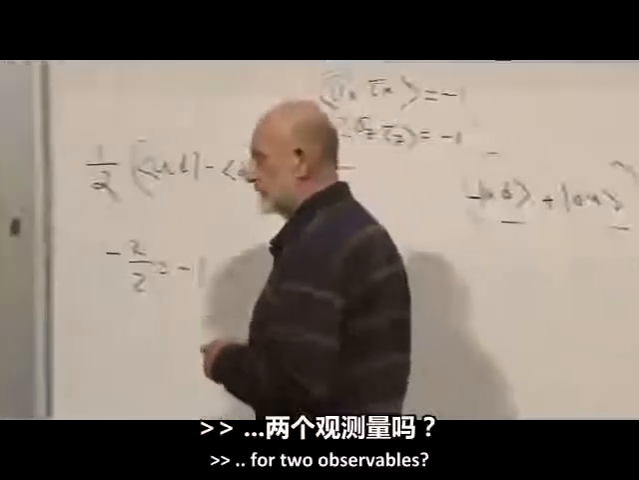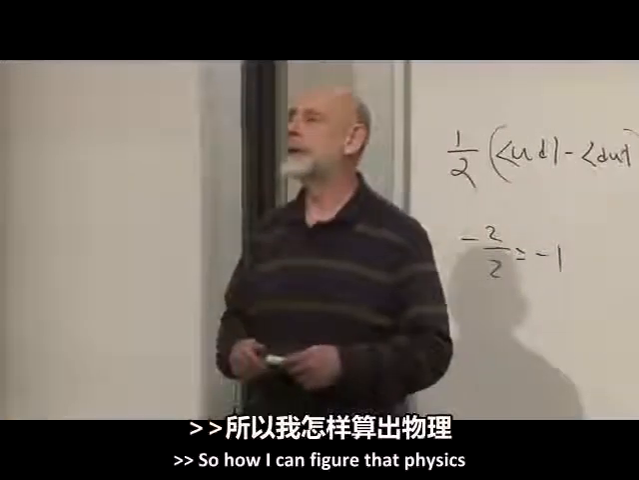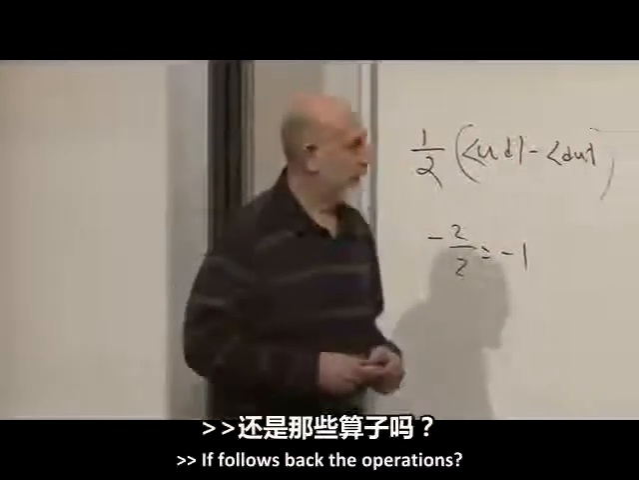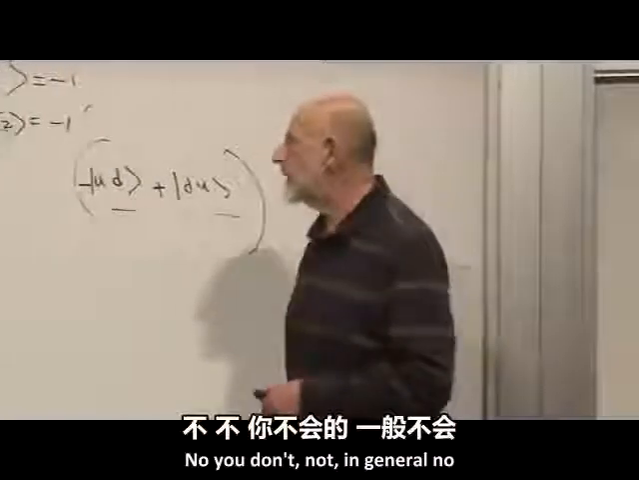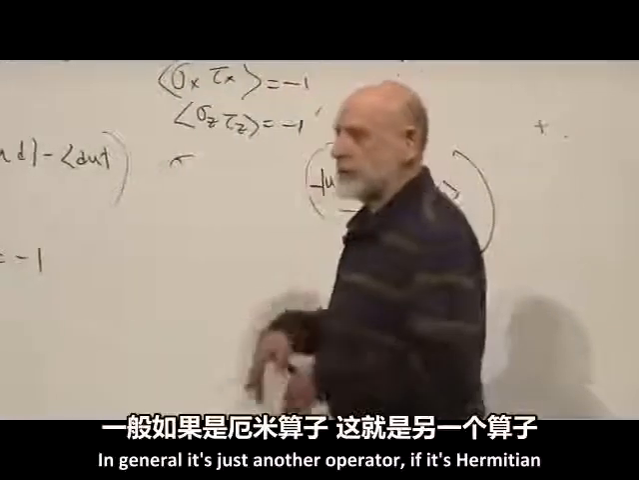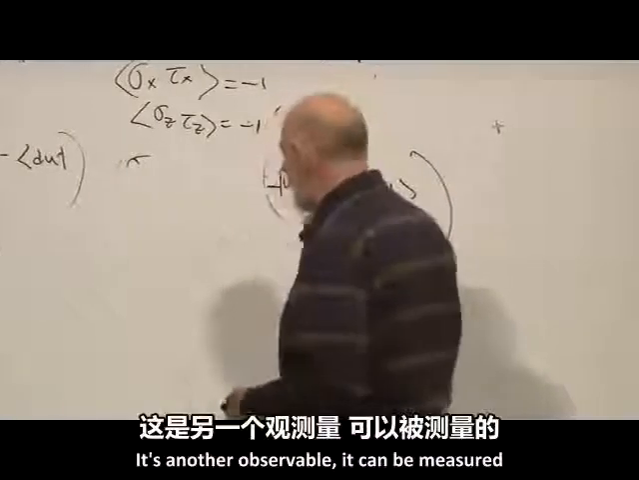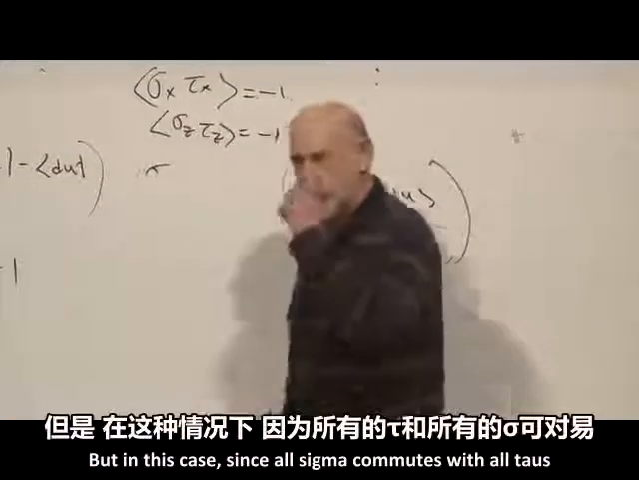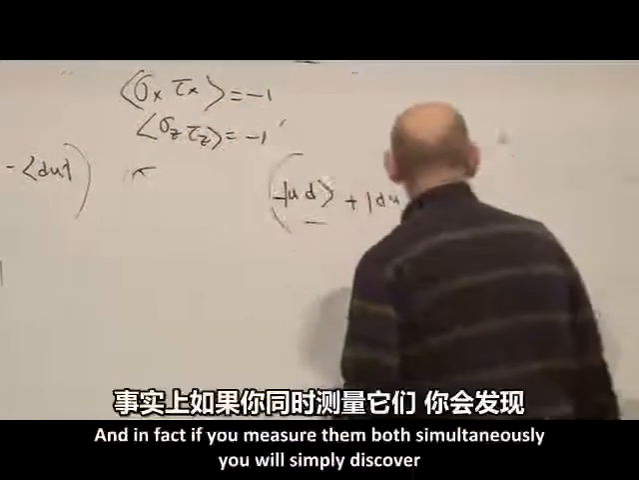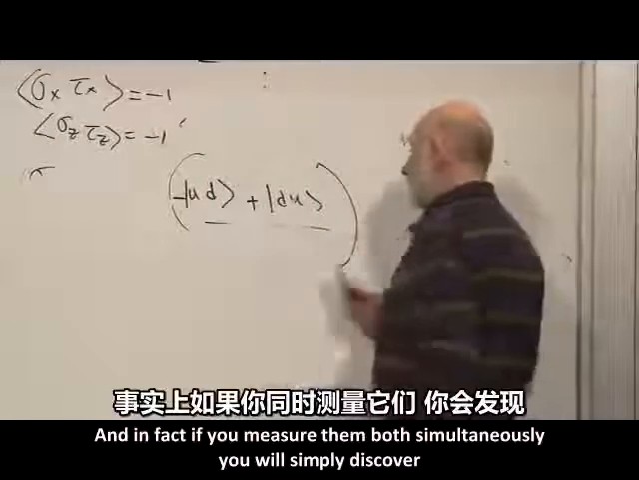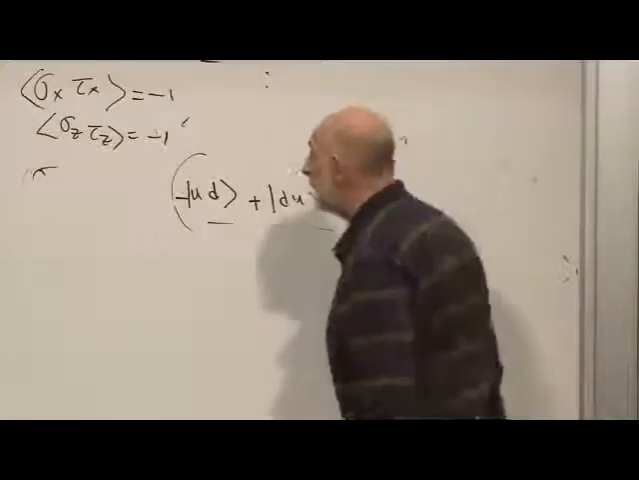When we take the product of two observables, so that's two operators essentially, I don't know how I should think of that physically. Is that one observation followed by another observation? Not in general, no. In general, it's just another operator. If it's Hermitian, it's another observable. It can be measured. But in this case, since all sigmas commute with all taus, you can think about measuring them both simultaneously. And in fact, if you measure them both simultaneously, you will simply discover the obvious fact that they are oppositely oriented.